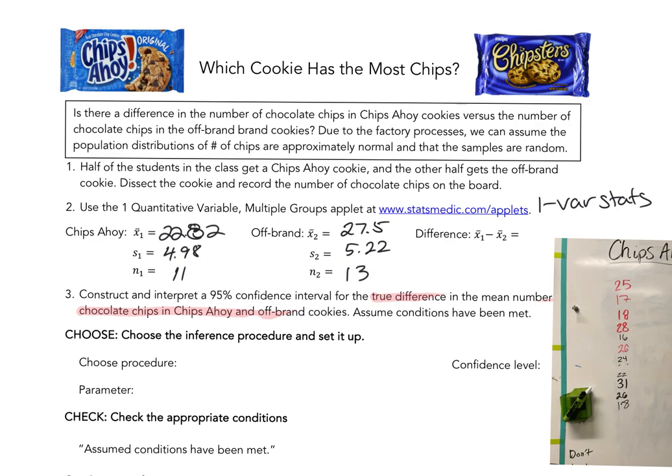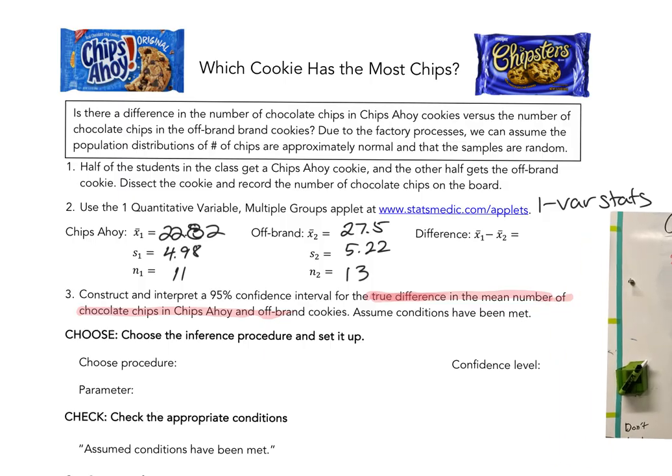Okay, so we're going to construct and interpret a 95% confidence interval for the true difference. Now, the best way to find your parameter is to find it in the problem. The true difference in the mean number of chocolate chips in Chips Ahoy and off-brand cookies. It says assumed conditions have been met, but I'm still going to talk about them in this video.